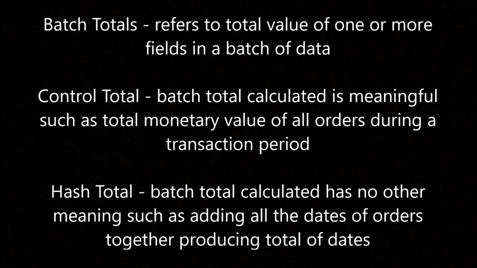Batch totals refers to the total value of one or more fields in a batch of data. The control total is a batch total calculated meaningfully, such as the total monetary value of all orders during a transaction period. Hash total is a batch total calculated with no other meaning, such as adding all the dates of orders together, producing the total batch of dates.